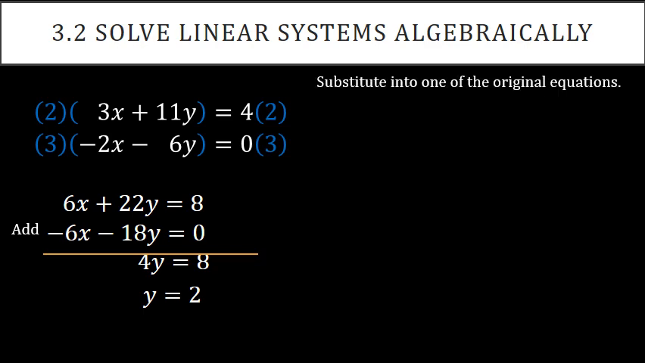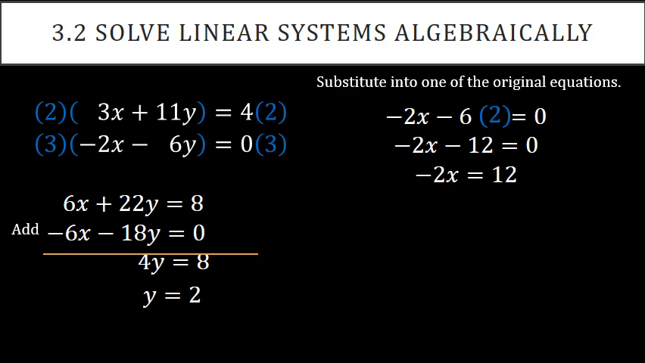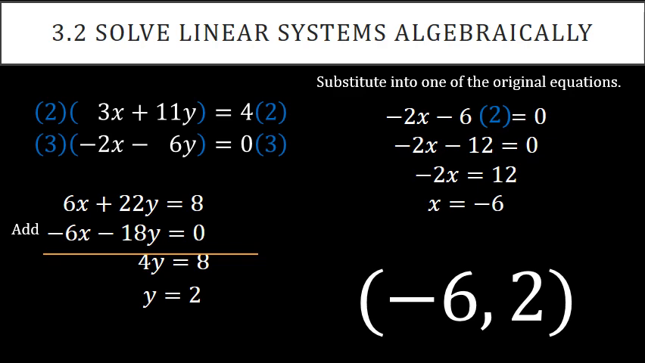Now substitute that back into one of the original equations. For example, this time I'm going to use the second equation, but it does not matter which one you use. I'm going to replace the y with 2. So I have -2x minus 12 equals 0. Solve for x by adding the 12 and dividing by -2. So our solution is (x, y), (-6, 2).